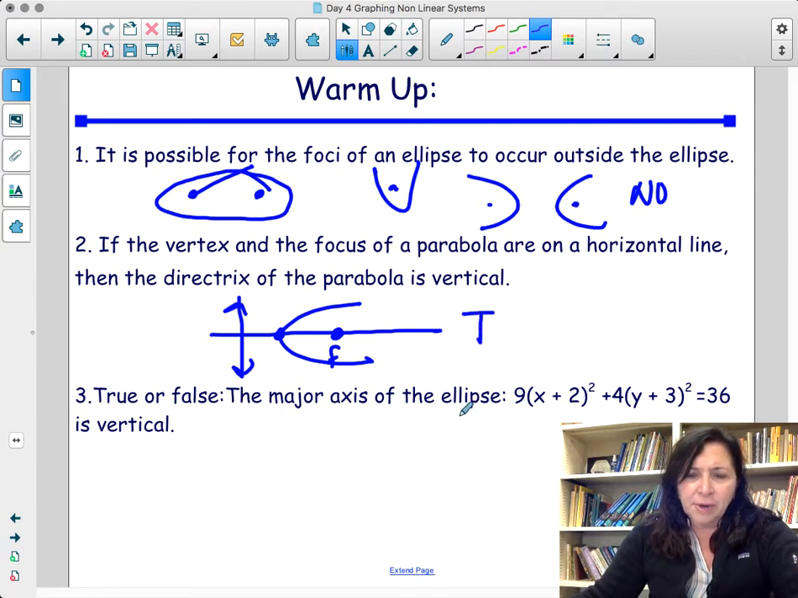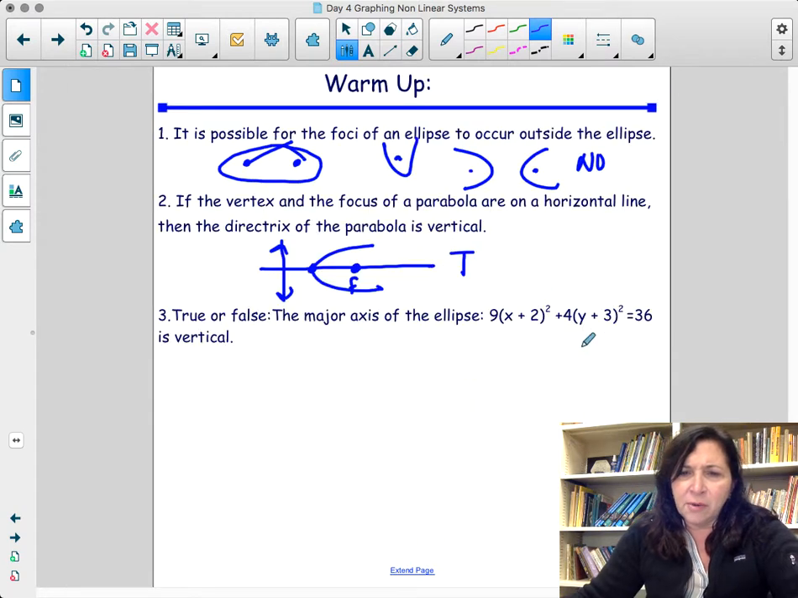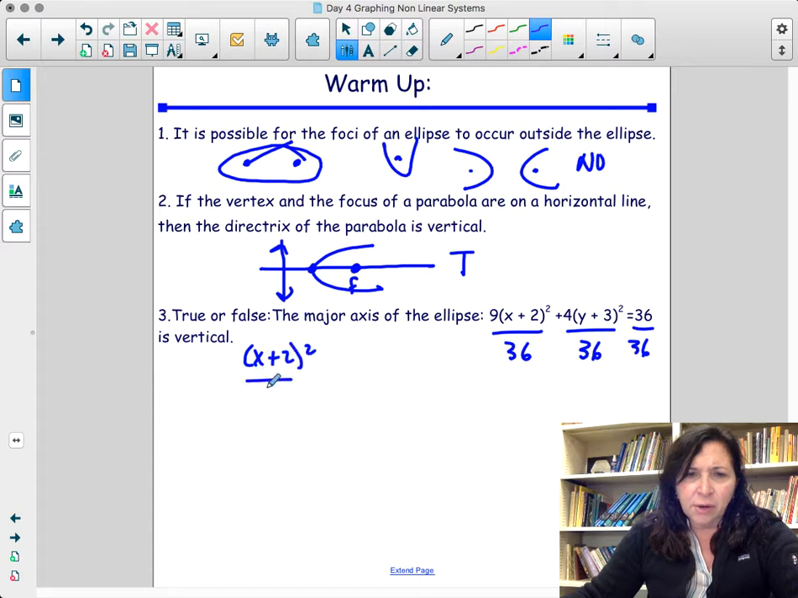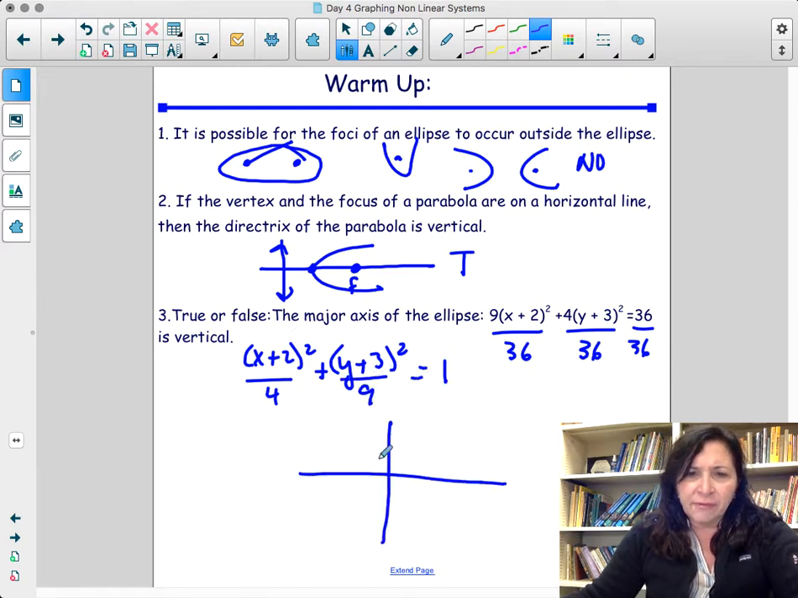True or false? The major axis of the ellipse is vertical. So we're looking at this equation right here. They've already completed the square. All we have to do is set this equal to 1, so I'm going to divide everything by 36. I'm going to get (x + 2) squared over 4 plus (y + 3) squared over 9 is equal to 1. And if I were to graph this, I would start off at (-2, -3).